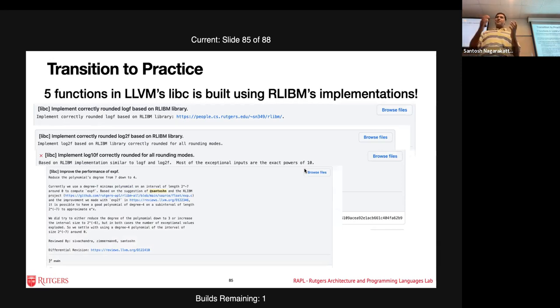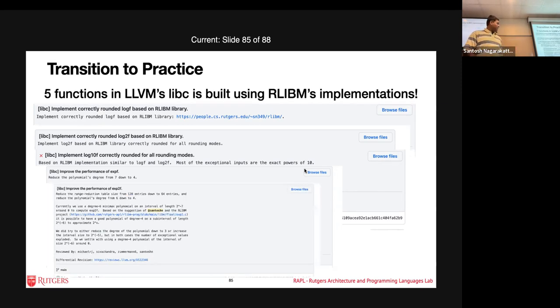If I'm successful, maybe in a year or 2, we will have the entire collection of 33 functions correctly rounded, and we'll push it. And I'm collaborating with the Intel team now to push correctly rounded functions into Intel's library. So hopefully we can mandate correct rounding in the next version.